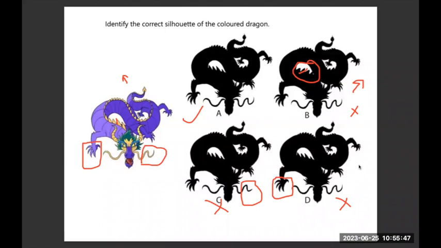C also, ma'am, in C also the hands are different. Yeah, I mean, there might be other, I don't know which hands you're talking about. 1, 2, 3, 4. But with the mustache, I was able to deduce that it's wrong. There might be other dissimilarities also. There's a possibility. Yeah, Palak?